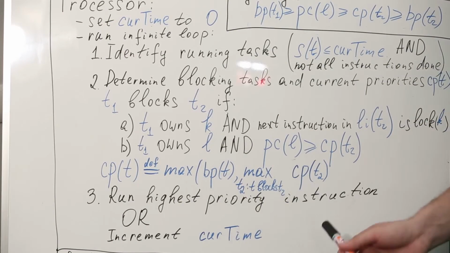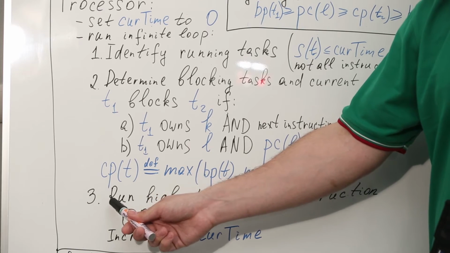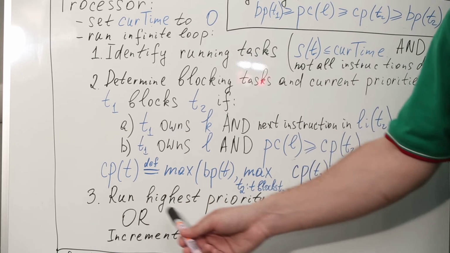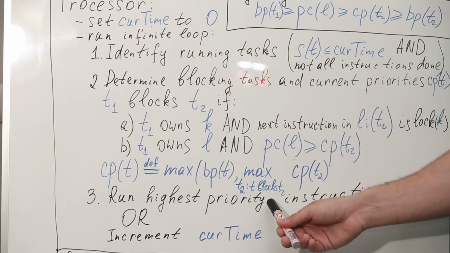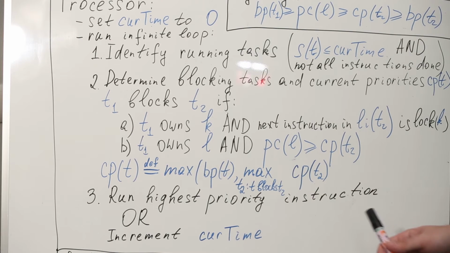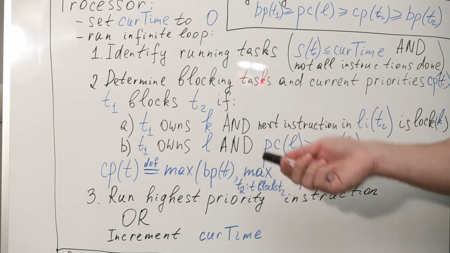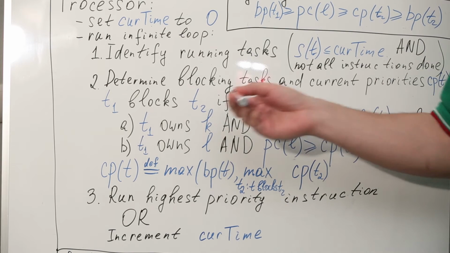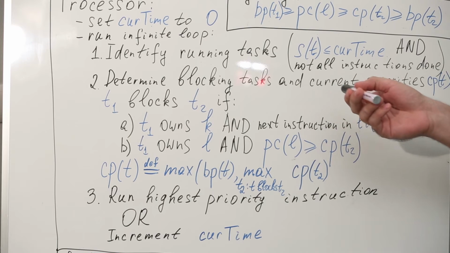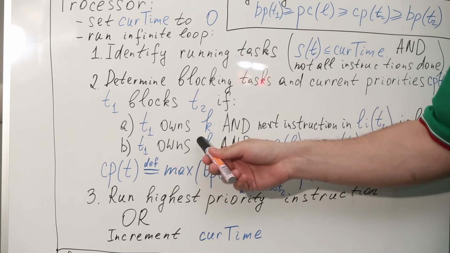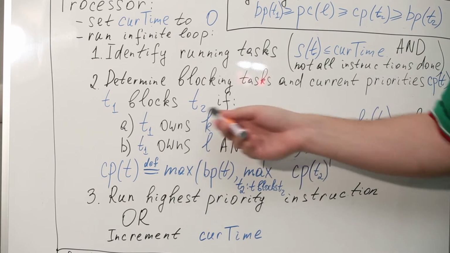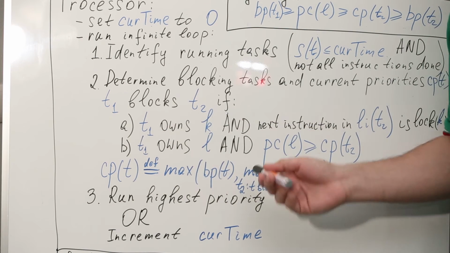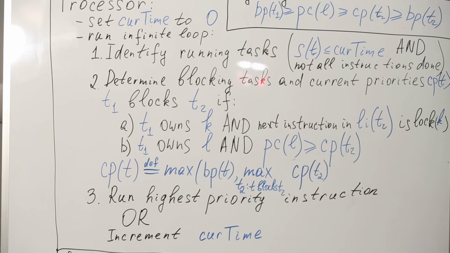So after we determine that, if we have at least some task that is running, we run the next instruction from the highest priority task, or if there are no tasks that are running, we just increment current time. So this is what we basically need to simulate in our program. And the only problem here is to determine the current priorities and who blocks whom. And the part when some task owns some resource is easy. We just have a graph of tasks and some of them own some resources and block others because of that.